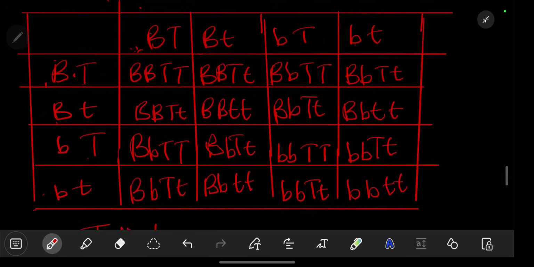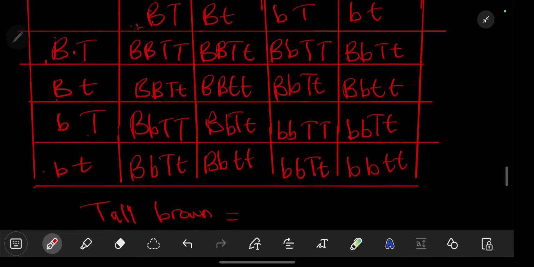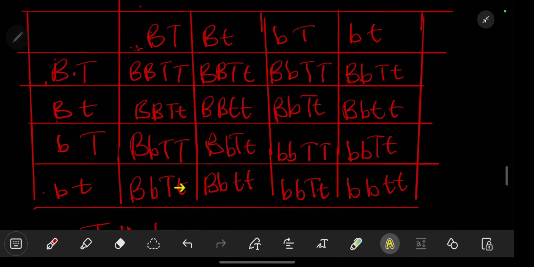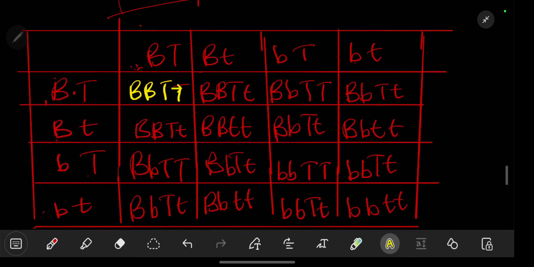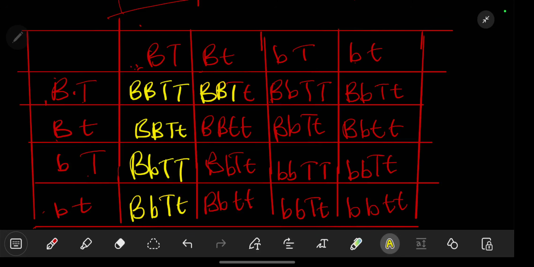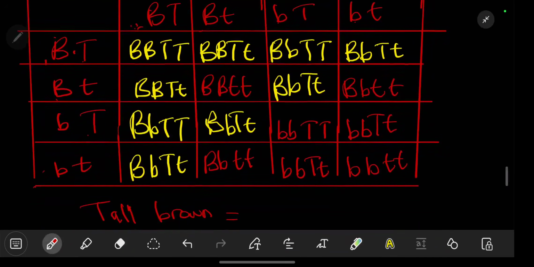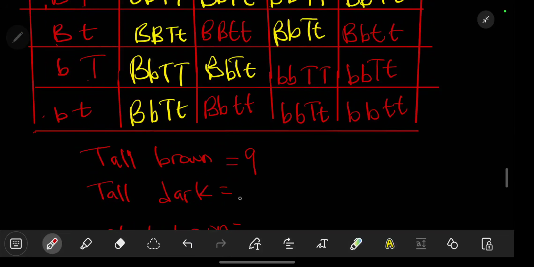So our tall brown here is equivalent to, we are going to count where we see at least one big letter of B and at least one big letter of T. So we have number 1, number 2, number 3, number 4, number 5, number 6, number 7, number 8, and number 9. So we should look for a place where you can see at least one big B and at least one big T. So we have tall and brown, we have 9.